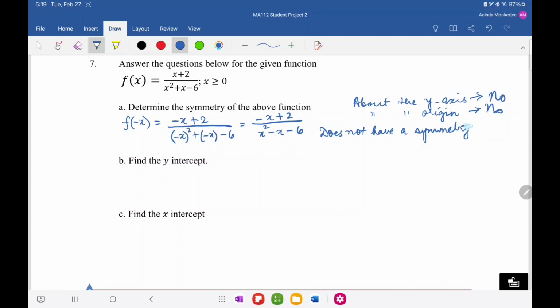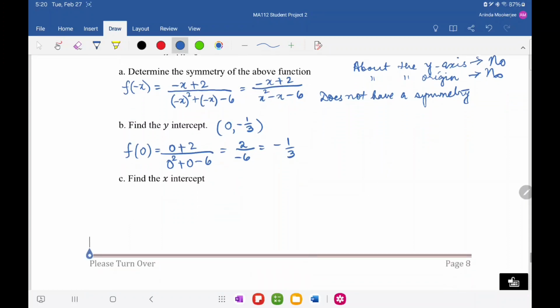All right. Next one says find the y-intercept. At the y-intercept, keep in mind the x value is always a 0. So all we do is we plug in 0 into the function and evaluate and see what y value we get. So we have f of 0 will be 0 plus 2 divided by 0 squared plus 0 minus 6, which is 2 over minus 6, which is negative 1/3. So the y-intercept is 0 comma negative 1/3. So we got our y-intercept.